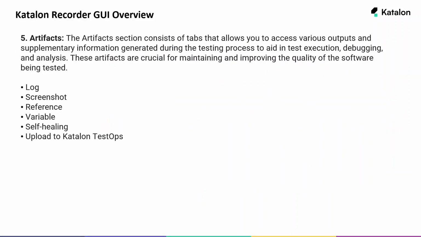And then fifth section is artifacts. The artifact section consists of tabs that allows you to access various outputs and supplementary information generated during the testing process to aid in test execution, debugging, and analysis. These artifacts are crucial for maintaining and improving the quality of the software being tested. What are those artifacts? Logs, screenshots, references, variables, self-healing, upload to Katalon TestOps.